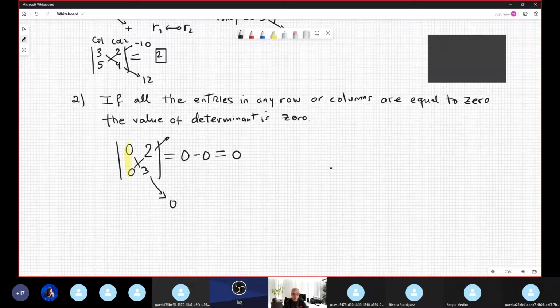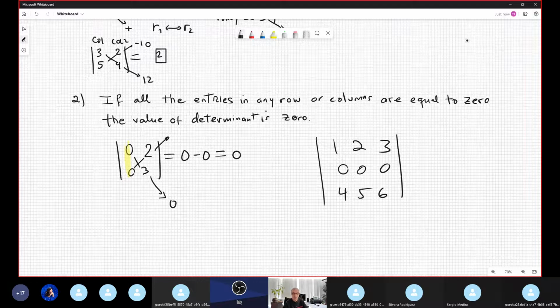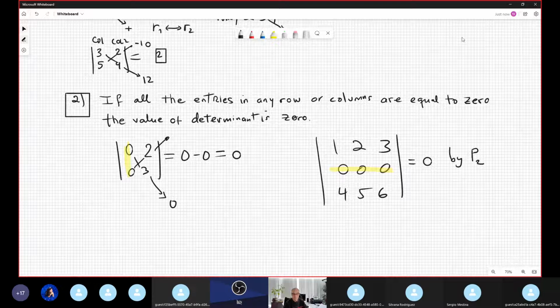However, a more complicated example: 1, 2, 3, 0, 0, 0, 4, 5, 6. Suppose you don't see it very well, but you remember the property that says when any row or any column is full of 0, you don't need to do anything. You put the answer is 0 by property 2. This is property 2. Okay?